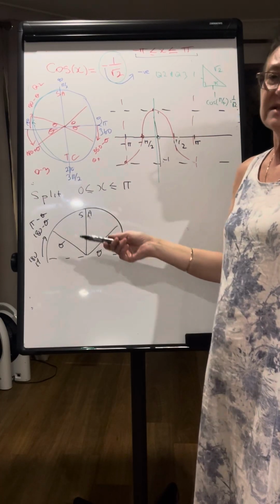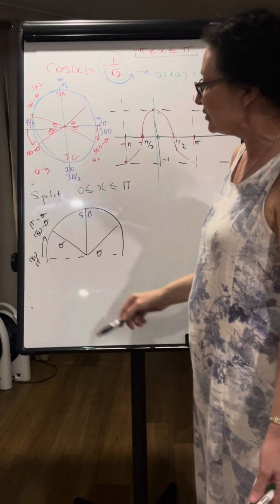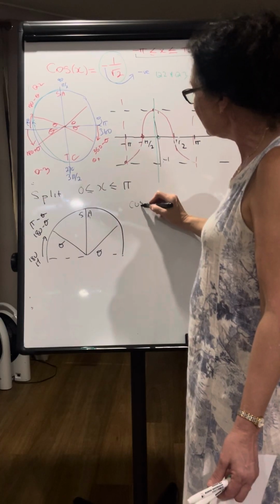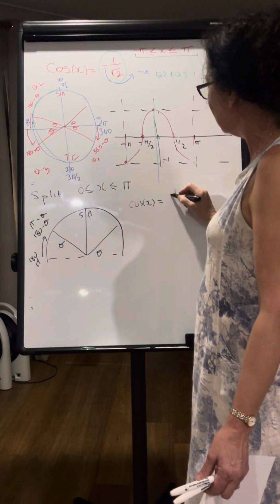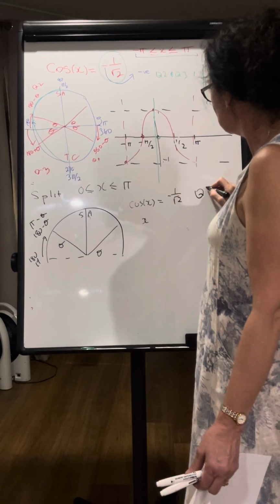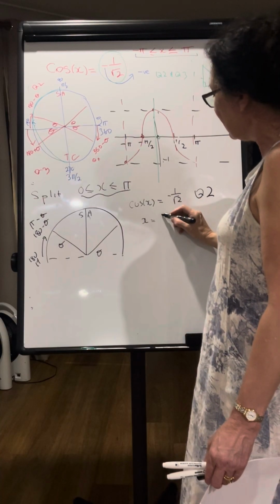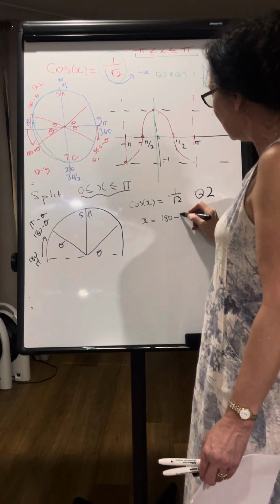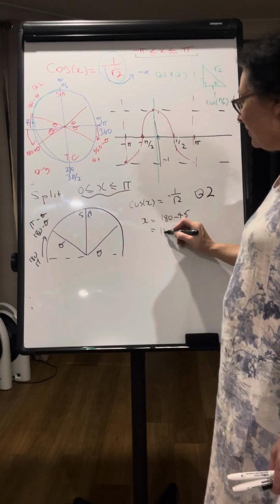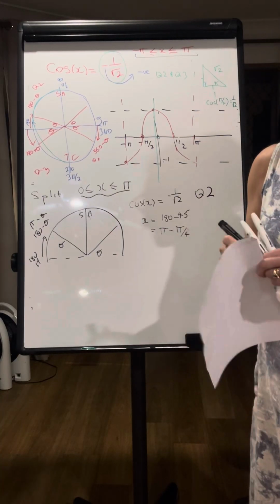If they say leave it as exact values, you leave it with your pi's or do it as decimals. I like to do it both ways. So here I know that cos of x is negative 1 over root 2. So in quadrant 2, from 0 to pi, x is going to be 180 minus 45. Now you can do it using that, or get used to doing it with your pi, your radians.